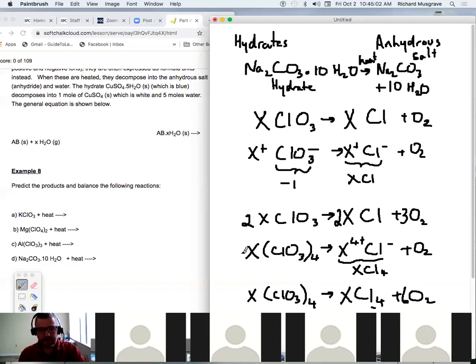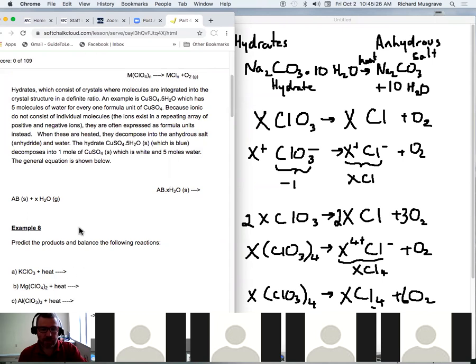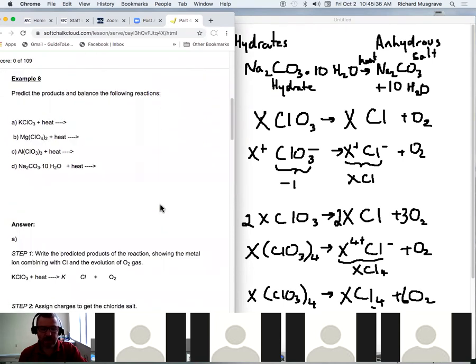Does anybody have any questions? So I've got up here, this is always the way that these perchlorates and chlorates will decompose. They decompose into the chloride and oxygen gas. Always, that's how I go. And the hydrates always decompose into the anhydrous salt and H2O. That's it. Does anybody have any questions?